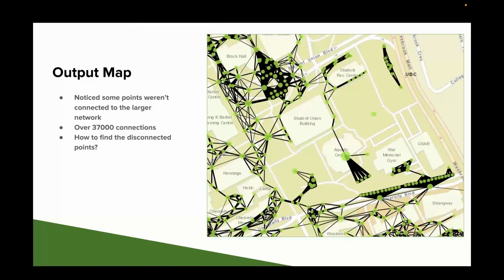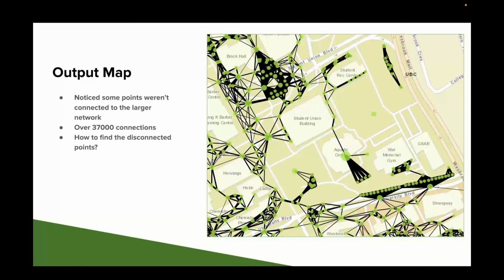Looking at this map, I noticed that some areas, like the nodes on the right-hand side, seem to be disconnected from the larger network. I wondered if there was a way to check which green spaces were accessible within the network, but with over 37,000 unique relationships, I couldn't do it manually. Instead, I turned to ArcGIS built-in network analyst tools, specifically the service area tool.